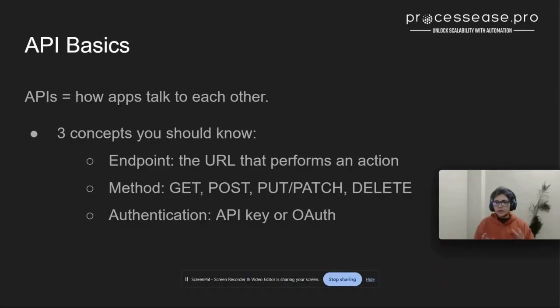So first of all, what is an API? An API is a communication protocol through which two applications talk to each other. Now it has three parts, which is endpoint. Endpoint is the URL. So from which URL we are requesting the data, and to which URL we want to send the data.